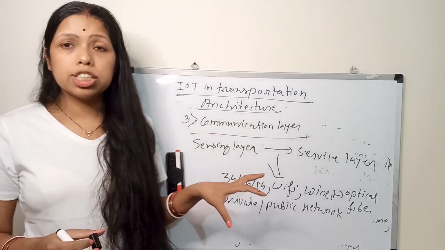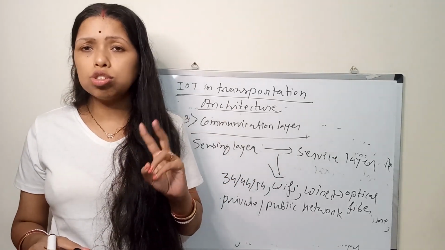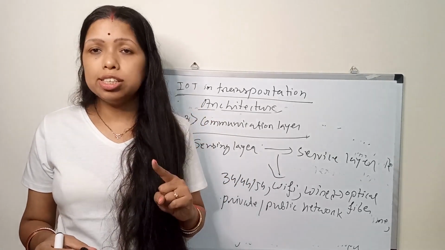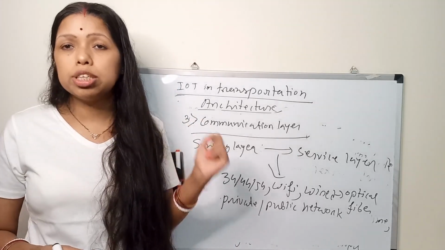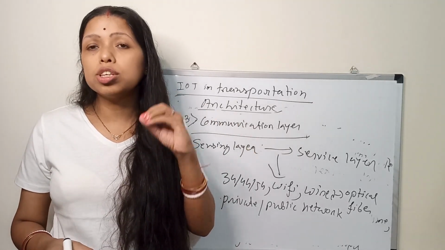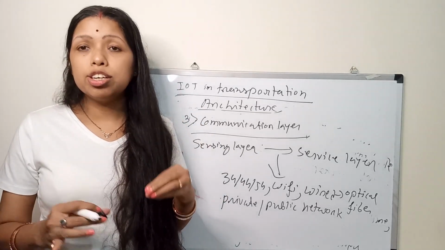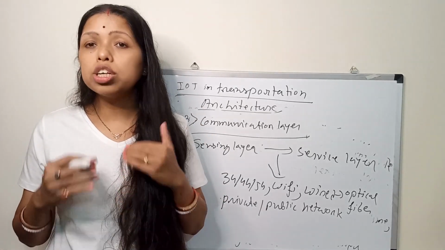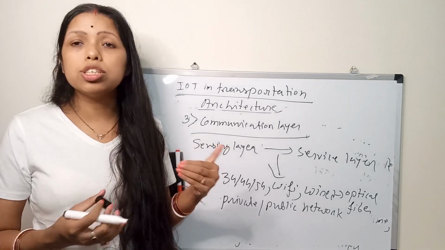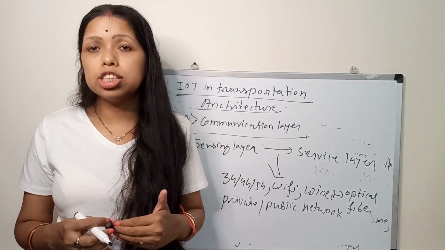But in this communication layer, there are lots of issues. One is the privacy and security issue. When you send the data from the sensor layer to the service layer, you need to think about privacy, and all the data should be most secured and encrypted when you send it from the sensing layer to the service layer through the communication channel.